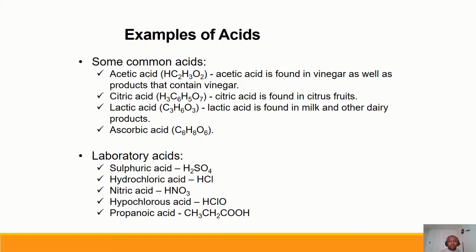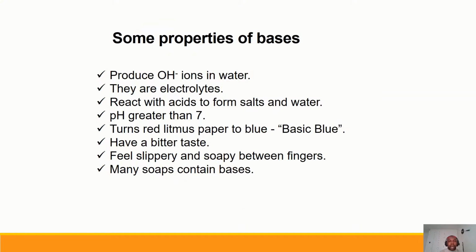Where we can find them is also written there. Then we also have some laboratory acids: sulfuric acid, hydrochloric acid, nitric acid, hypochlorous acid, and propanoic acid. So these are common examples of acids.